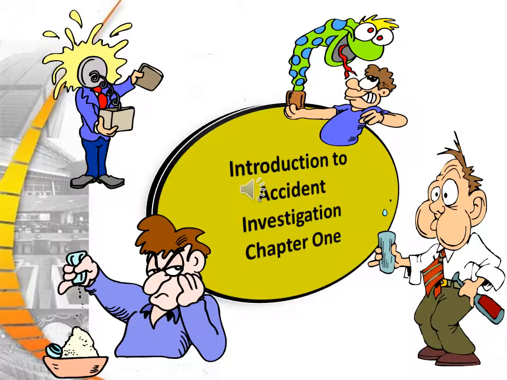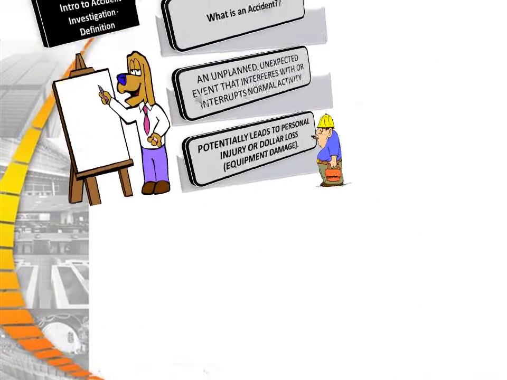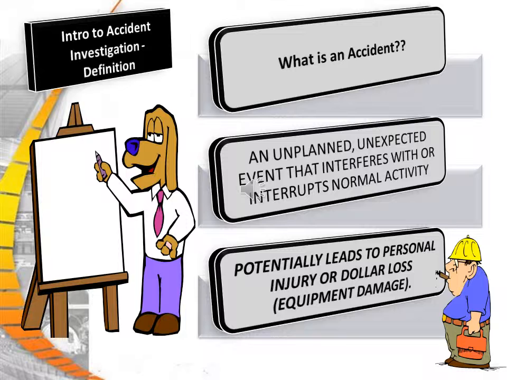Introduction to Accident Investigation. Chapter 1. What is an accident? An accident is an unplanned, unexpected event that interferes with or interrupts normal activity, potentially leads to personal injury or dollar loss, such as equipment damage.